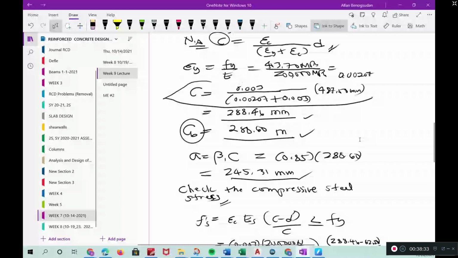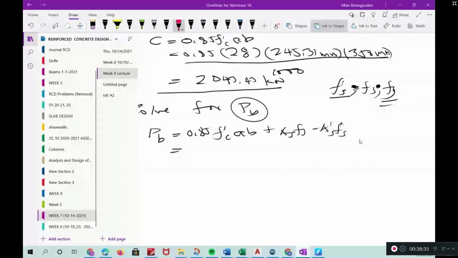Okay, so start po natin yan earlier. 0.85 28 po ulit ito, multiplied by A. Okay, tingnan natin kung pareho, no? But 0.85 A prime C A B, that's 2043. Okay, I'll just put that one here.